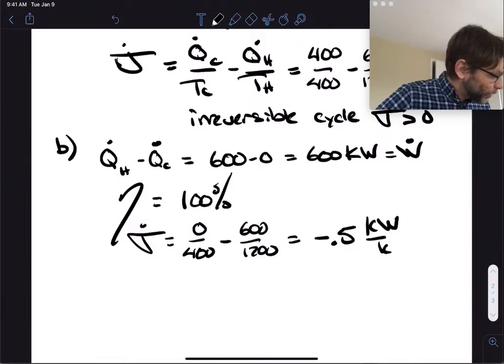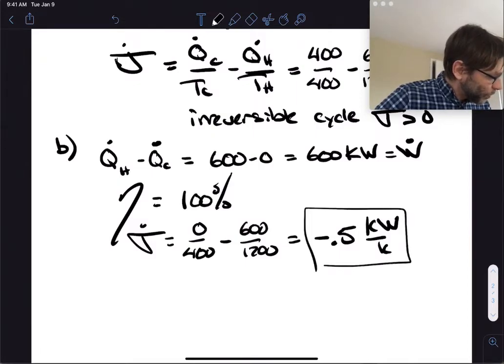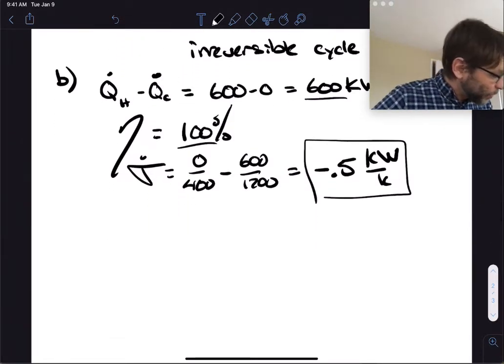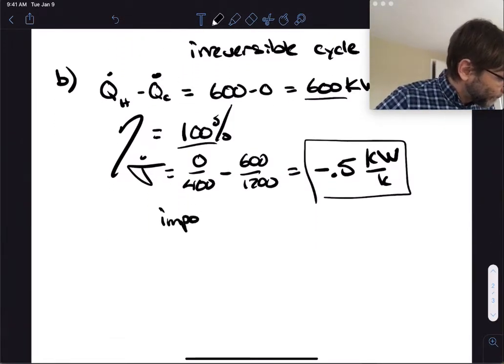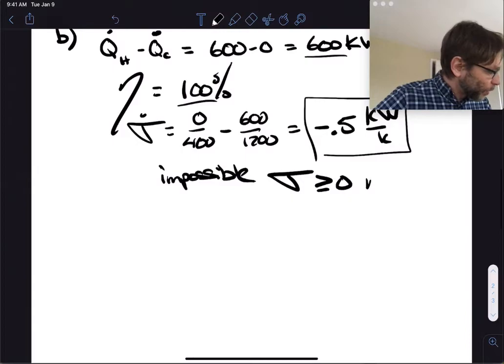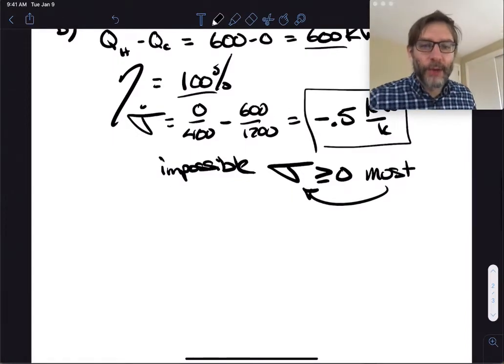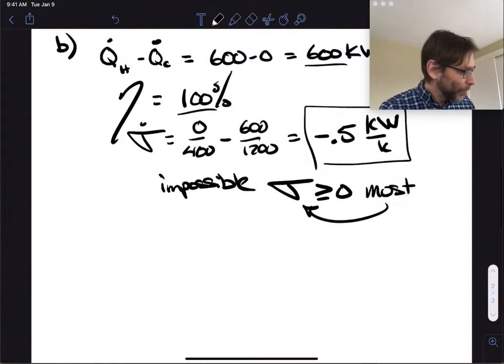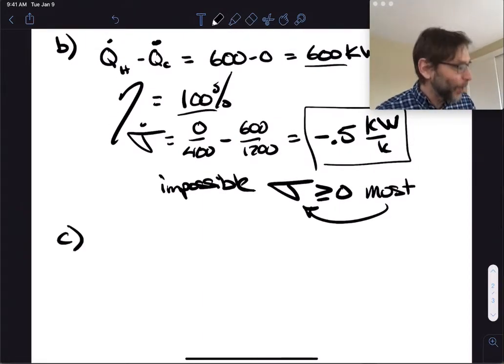So this is the answer here. I'm just gonna underline these, okay? So this is impossible because sigma must be greater than or equal to 0. Must. Right? Okay, so impossible. We already knew that though, because you can't exchange heat with only one reservoir and make work, right? That violates the second law. Good. You learned that already. Hopefully you guessed that when we just started this.